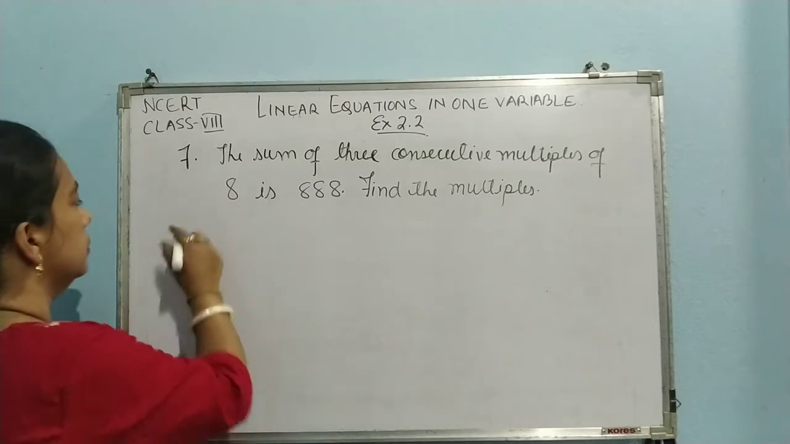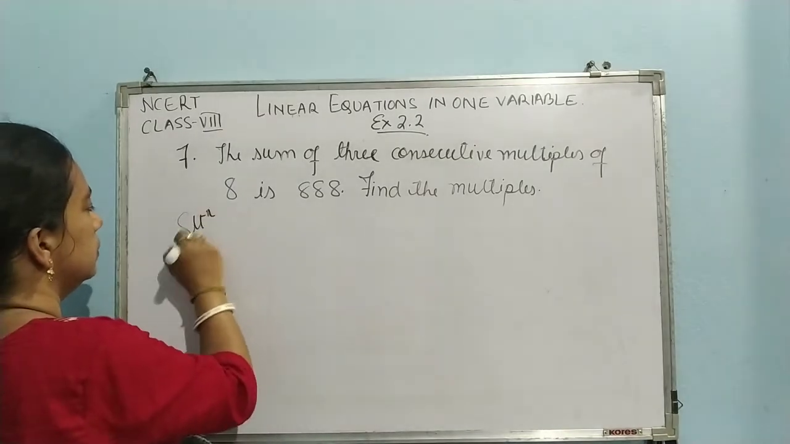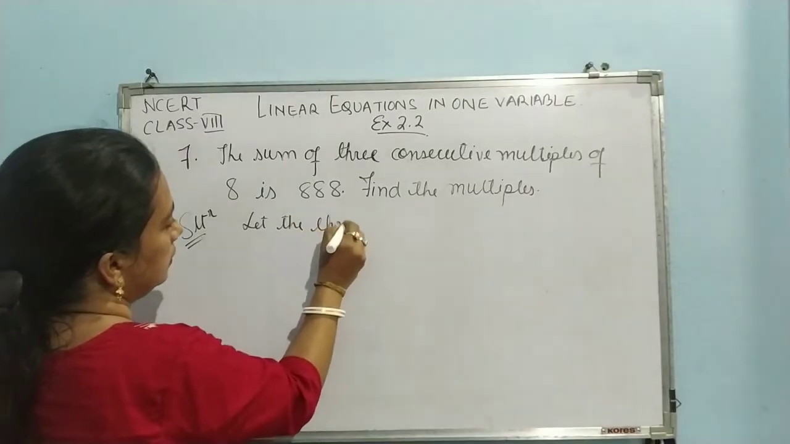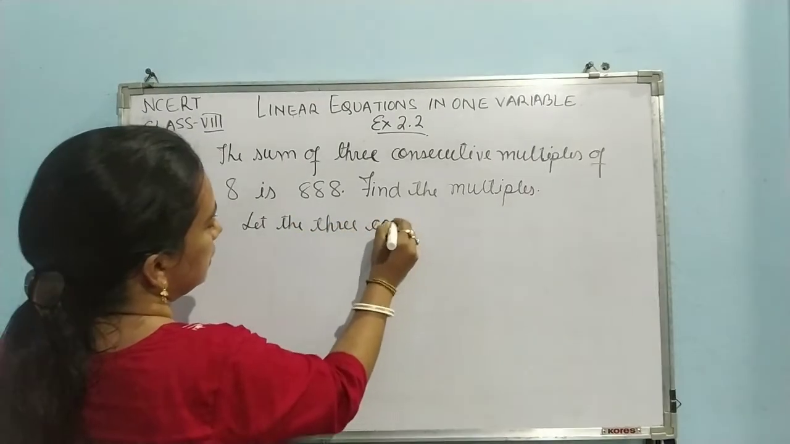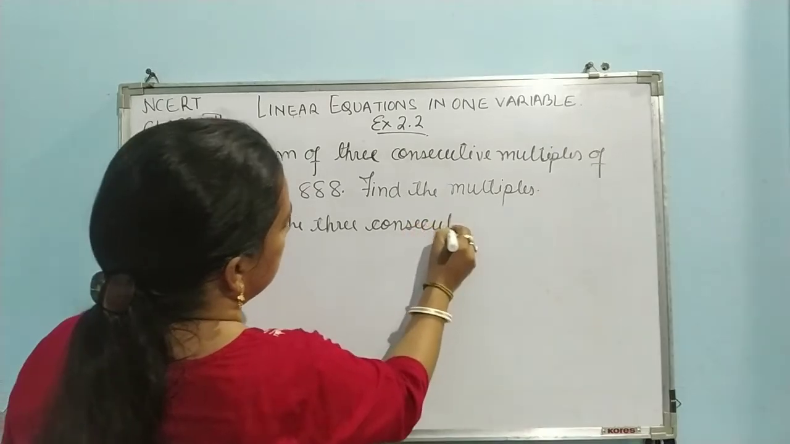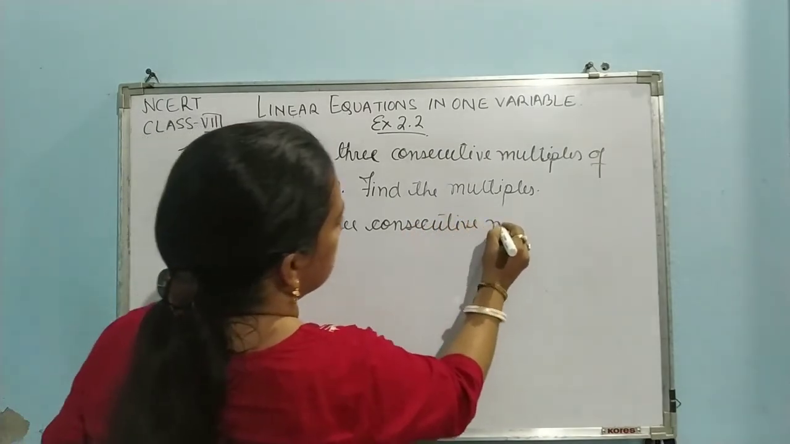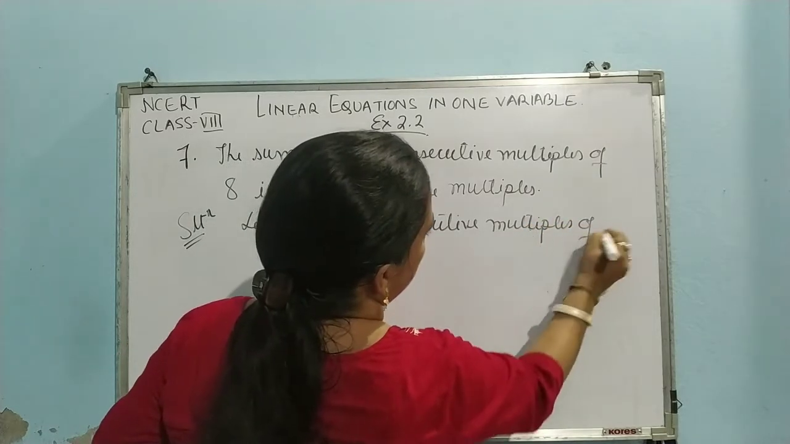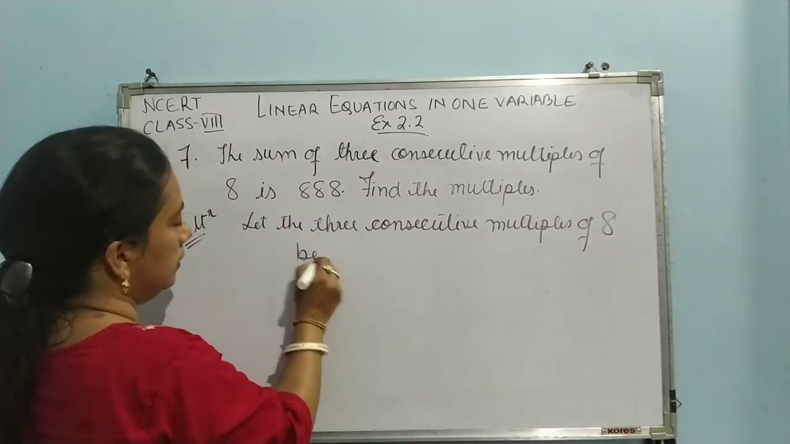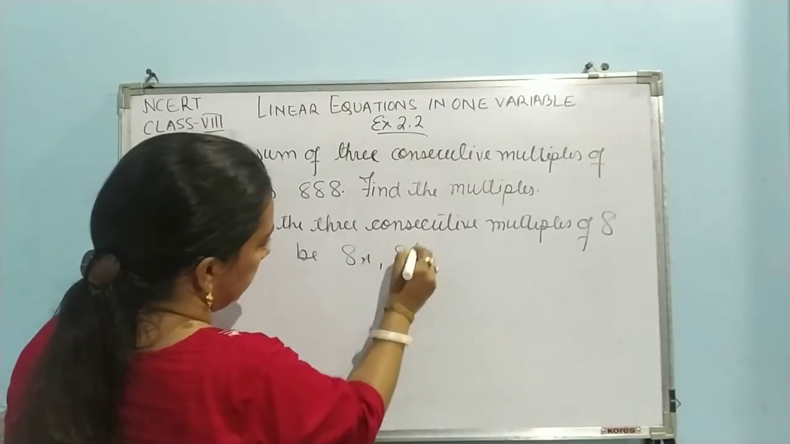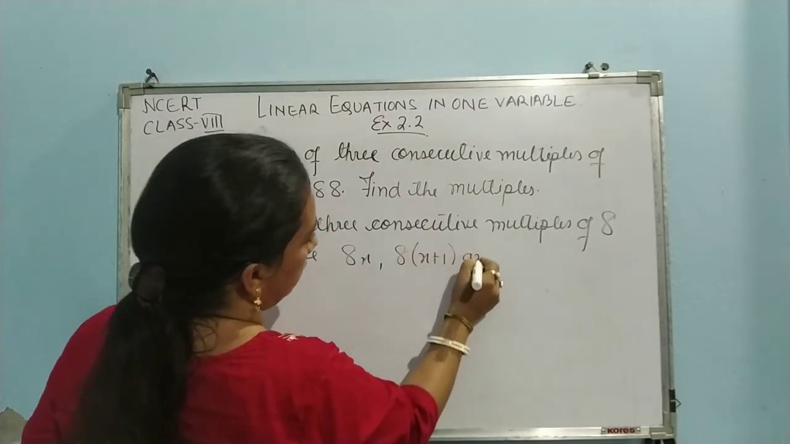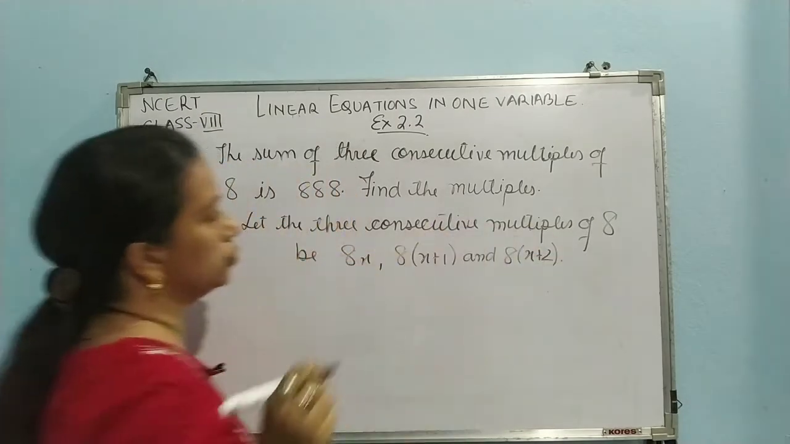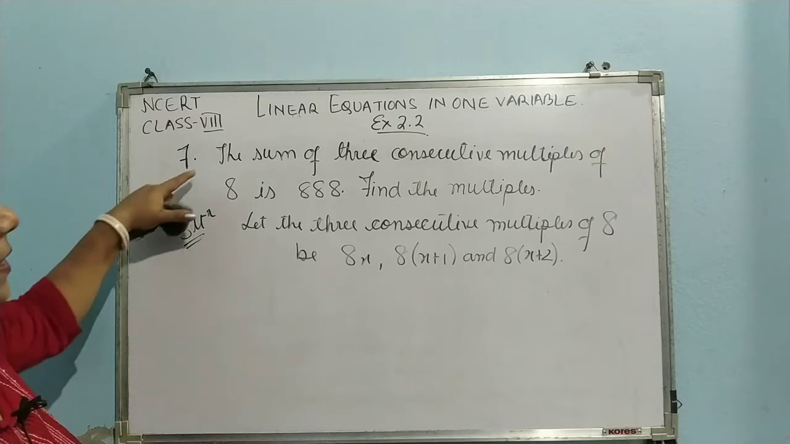So let the three consecutive multiples of 8 be 8x, 8x plus 1 and 8x plus 2. Now what hint has been given?